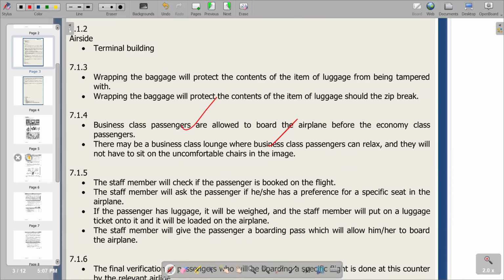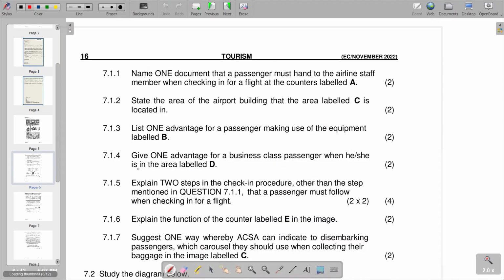Moving on to the next part of our question, we are now on 7.1.5. Explain two steps in the check-in procedure other than the step mentioned in question 7.1.1. In 7.1.1, we have the handing in of the identity document, so we are not going to include that one. That a passenger must follow when checking in for a flight.